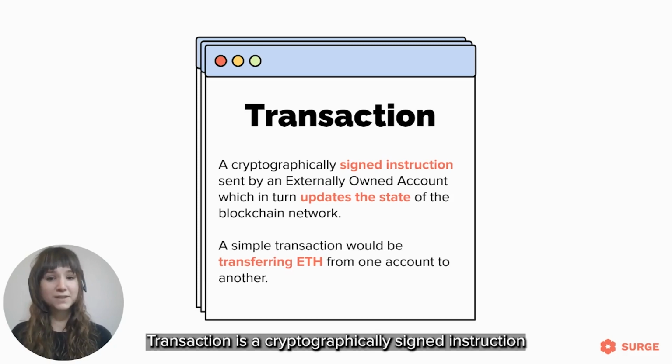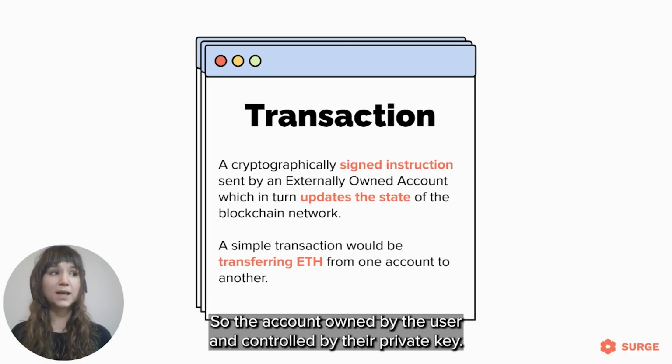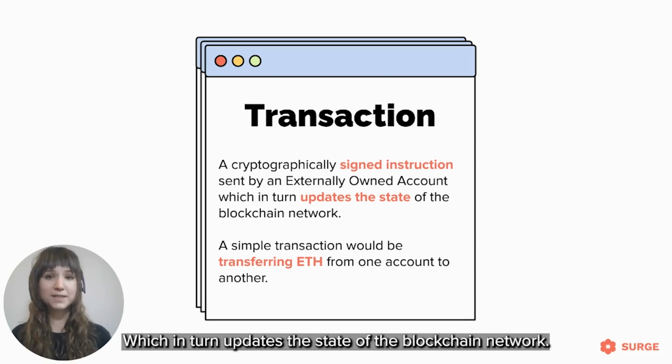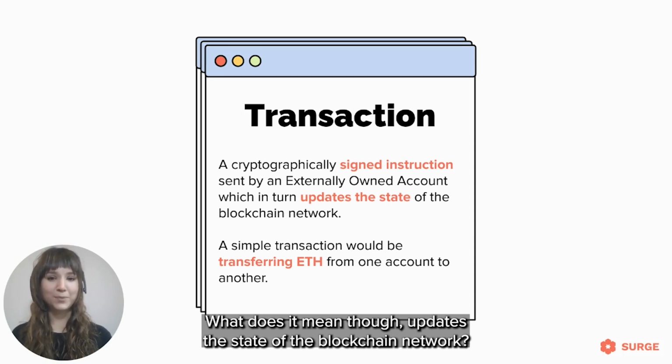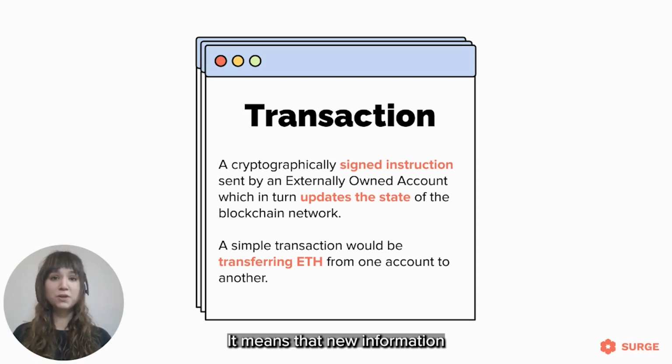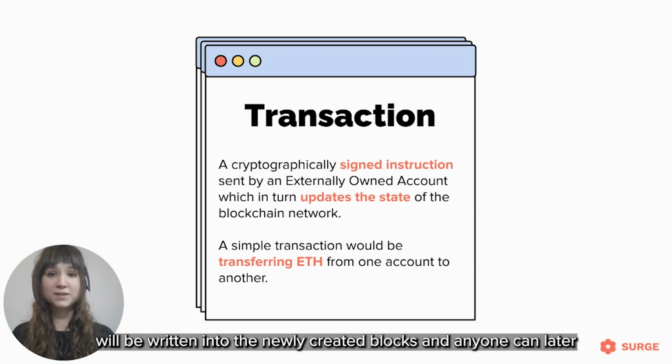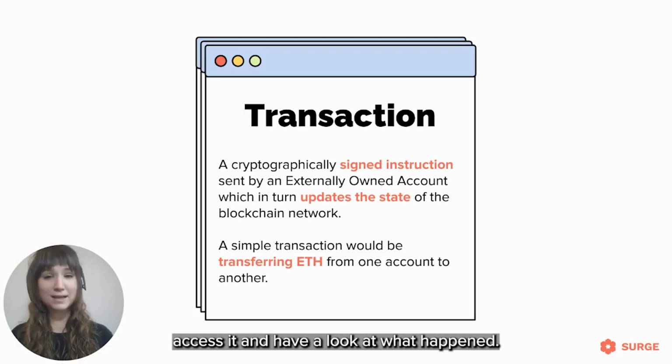A transaction is a cryptographically signed instruction which is sent by the externally owned account, so the account owned by the user and controlled by their private key, which in turn updates the state of the blockchain network. What does it mean though? Updates the state of the blockchain network. It means that new information will be written into the newly created blocks, and anyone can later on access it and have a look at what happened.